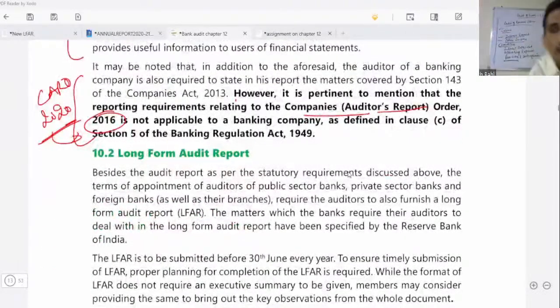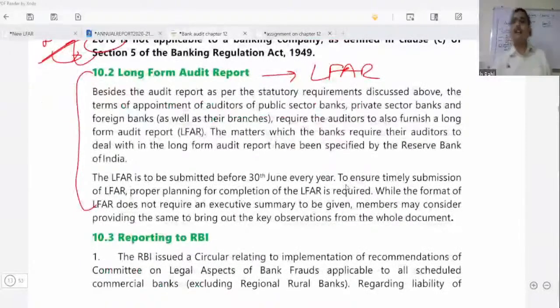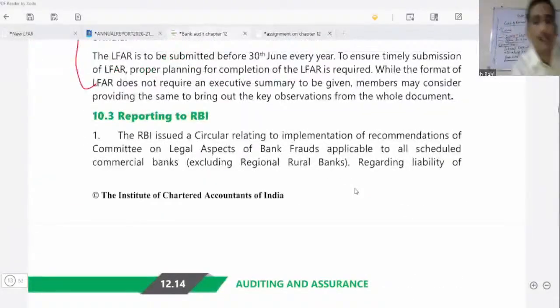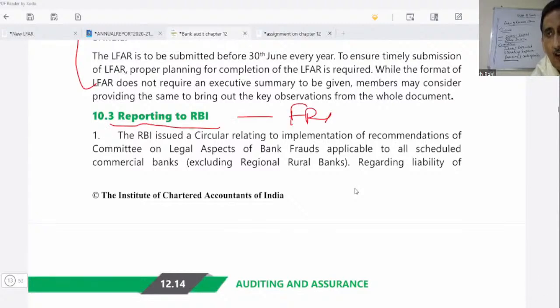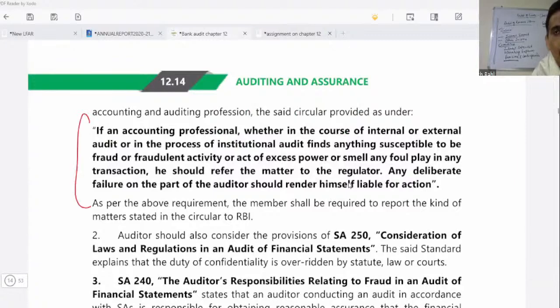What is long form audit report? He has to give LFAR. We have discussed this in fair detail. I had shown you that it is in question and answer form, what kind of questions it contains, and the auditor has to give answers to that. And these are all reporting to RBI in relation to fraud. If some fraud comes to the knowledge, it has to be reported to RBI.